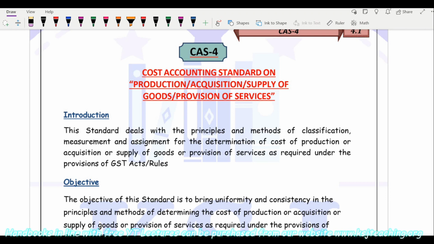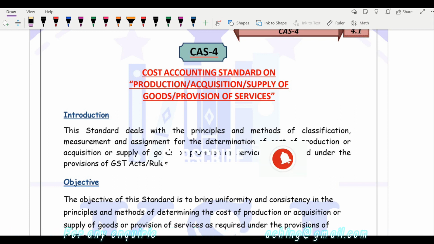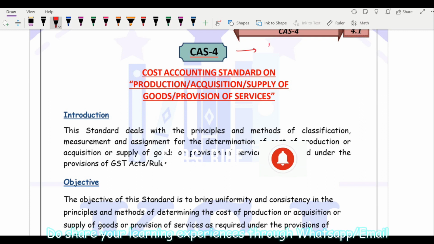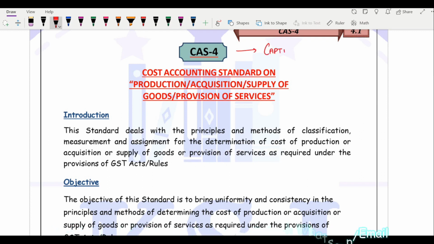So let's continue with our cost accounting standard 4, that is production, acquisition, supply of goods and provision of services. See, this cost accounting standard 4 is a revised cost accounting standard. Earlier this cost accounting standard was on captive consumption.